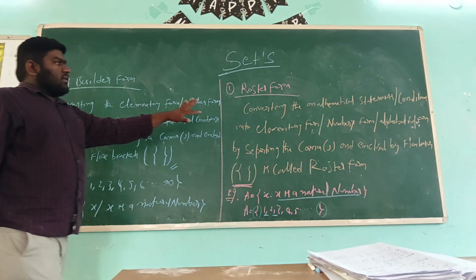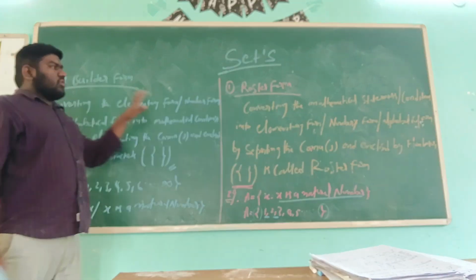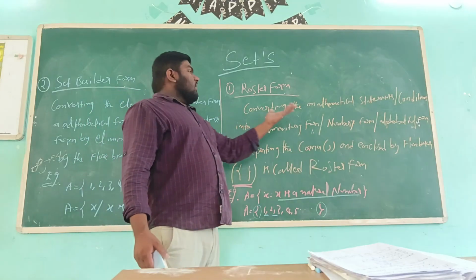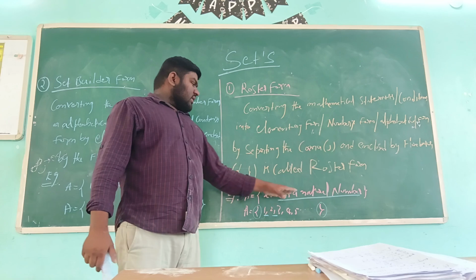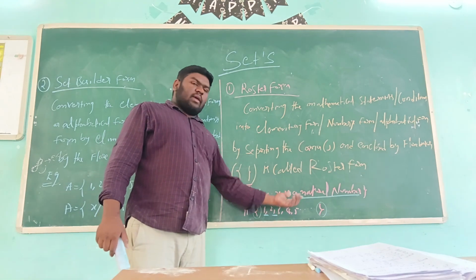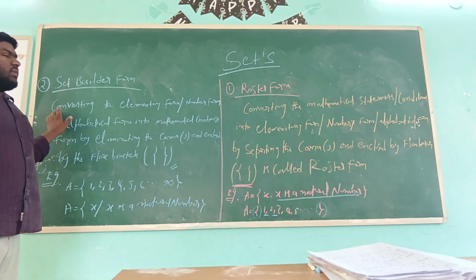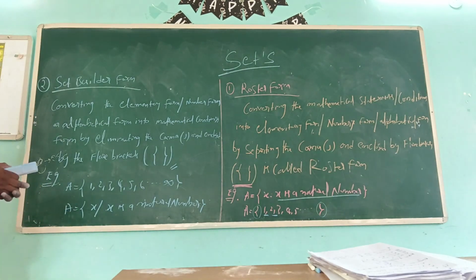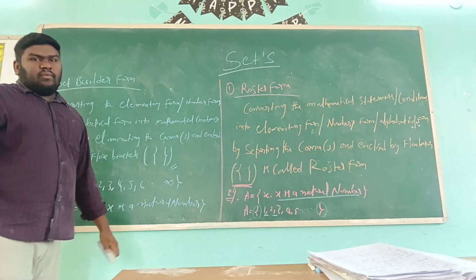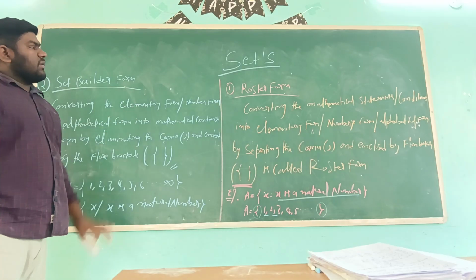A set can be represented in two ways. One is the roster form and the second one is the set builder form. Roster form: simply we can say converting the mathematical conditions into elementary form. Example, x such that x is a natural number. And set builder form: converting the elementary form into the mathematical conditions or statements. What is a set? The set is a collection of well-defined objects. The set can be represented in two ways.